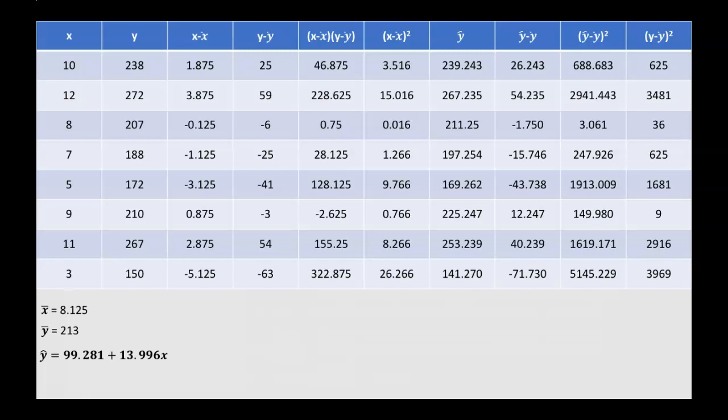So the purpose of these last few columns here are to help us figure out the r squared and r. So, r squared, that's going to be the sum of y hat minus y bar squared divided by the sum of y minus y bar squared. So that's the sum of your last two lists.